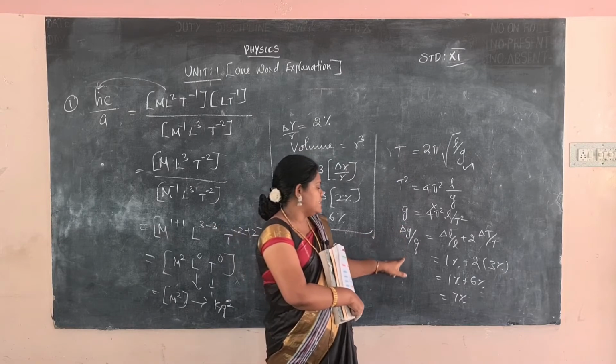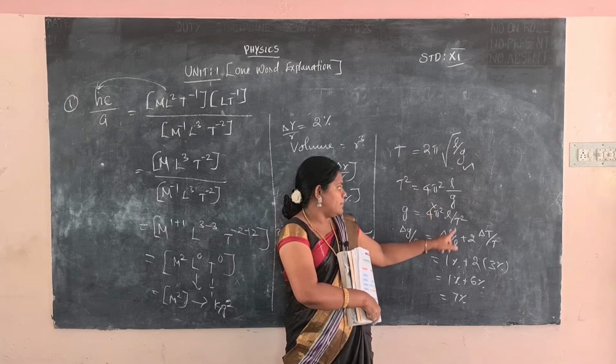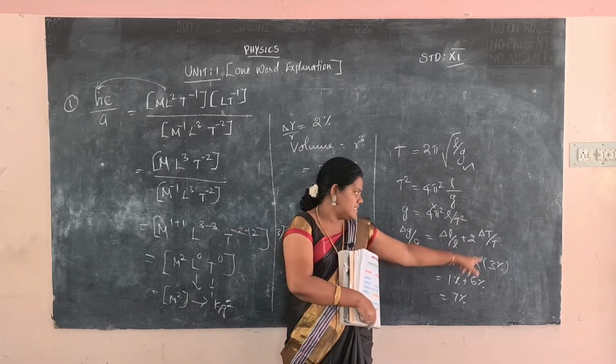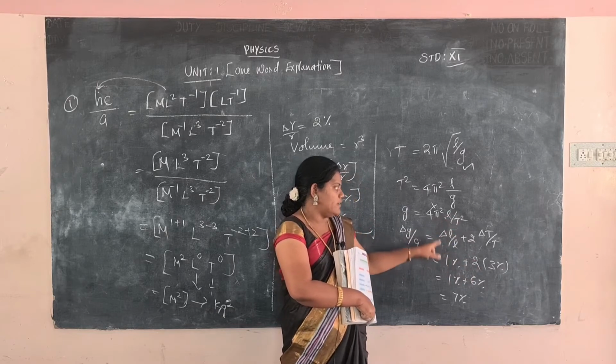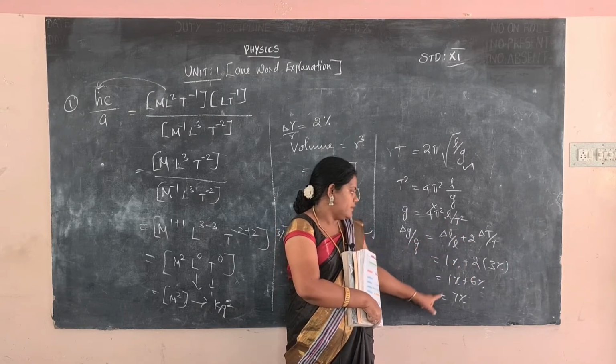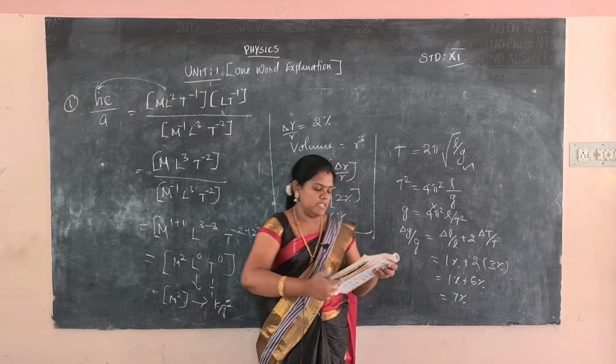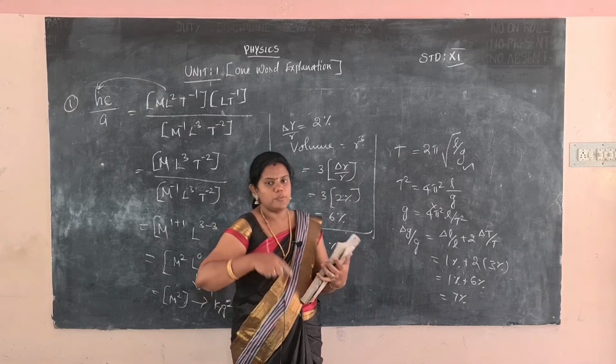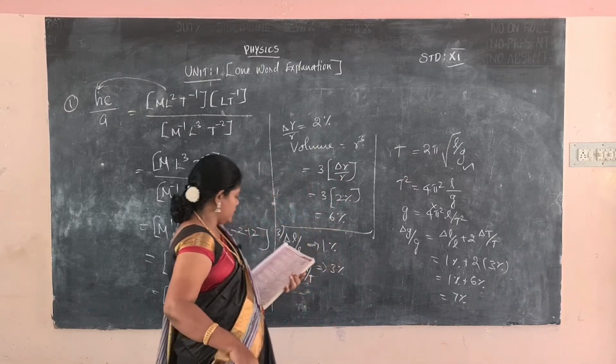So del G by G is equal to del L by L plus 2 into del T by T. Substitute the del L by L value and the del T by T value, and we easily find 7%. So this is the D option. Okay, and next we will go for the fourth one.